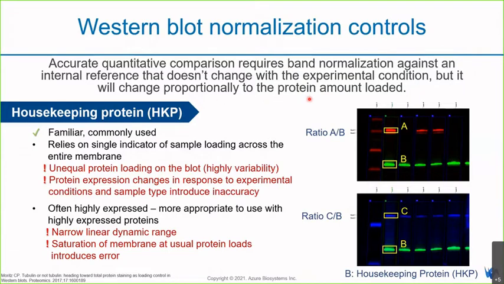Traditionally, housekeeping proteins are the proteins that we are quite familiar with and commonly use. They are thought to be consistently expressed across different sample types. Thus, we use them as a reference control to check whether your sample loadings are good across the entire membrane, relying on it as a single indicator.